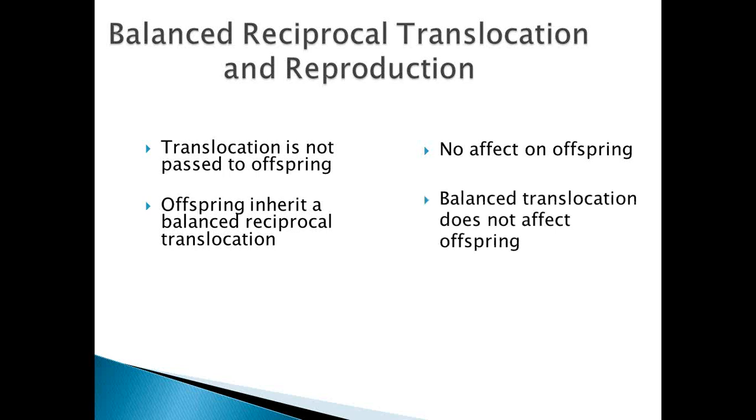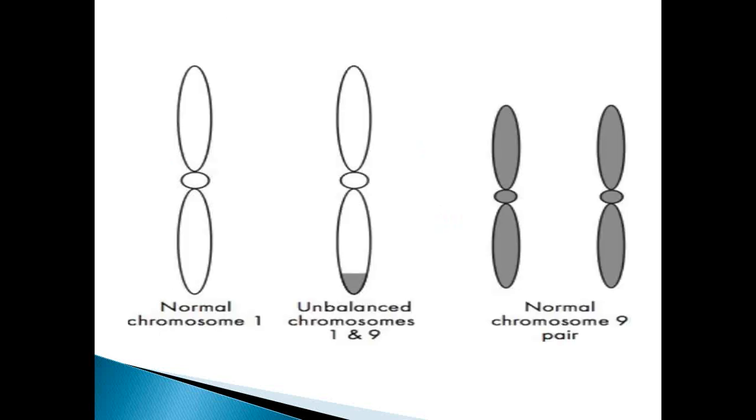So conversely, there's an increased risk of a balanced translocation being passed to the offspring in an unbalanced form. So let's take a look at what this means. So we described earlier that a translocation is said to be balanced when no genetic material is gained or lost. Now, the opposite is true for an unbalanced translocation. So let's take a look at this example here.